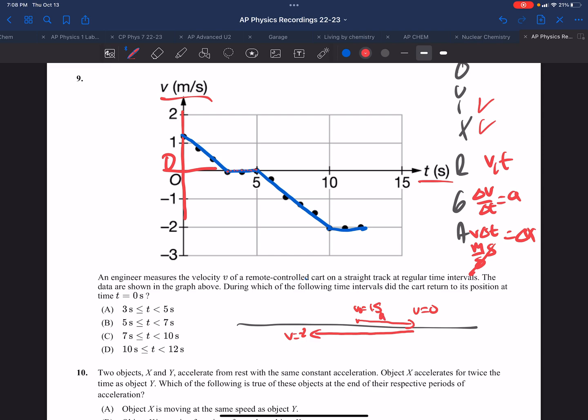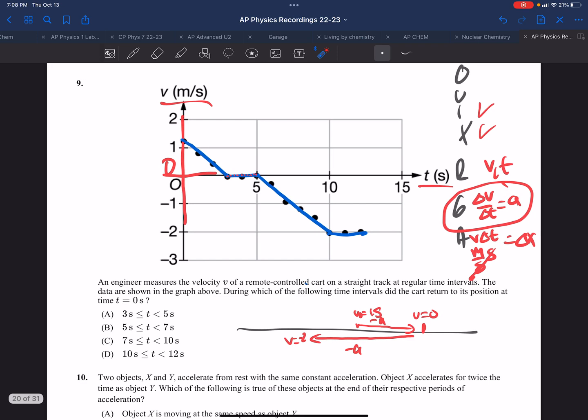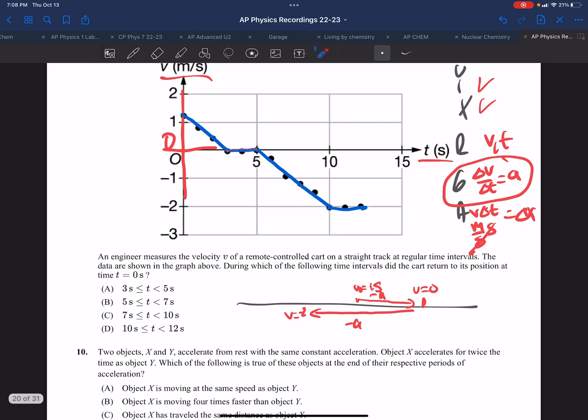So we have acceleration that's negative as it's slowing down, and then it's at rest for a while, and then it accelerates again, has negative acceleration. The slope is the acceleration: negative slope, 0 slope, negative slope. So decreasing velocity, velocity staying constant at 0, and then we have negative acceleration, and a velocity staying a constant -2. All right, so the data shows, during which of the following intervals did it return to its position?